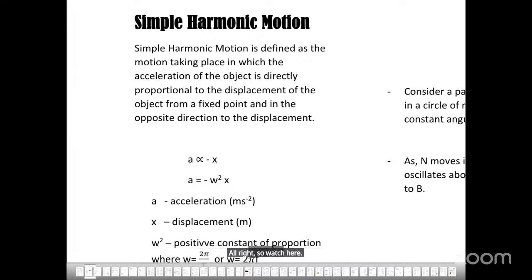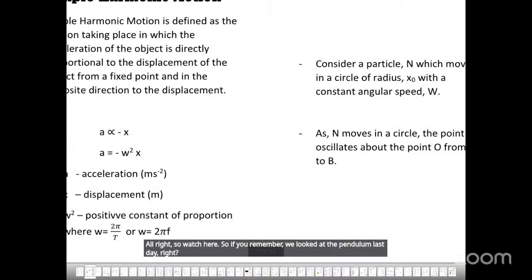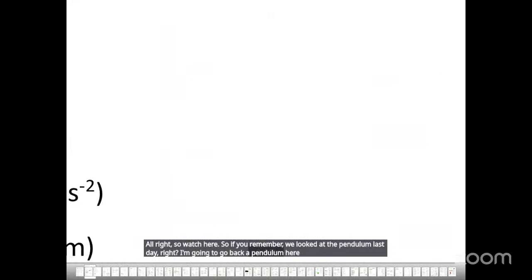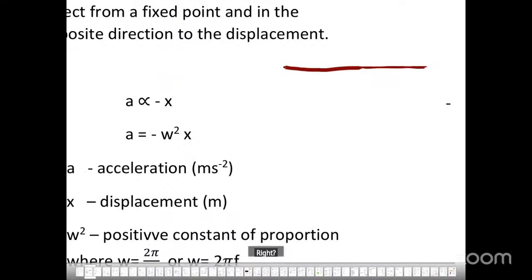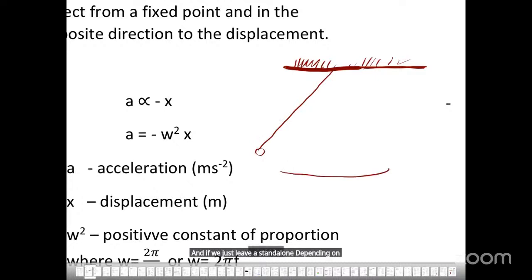So if you remember, we looked at the pendulum last day, right? I'm going to go back to a pendulum here, and I want you to notice a few things about the pendulum. On top here is the wall, and if we displace the pendulum, the pendulum oscillates. The pendulum will oscillate between those two points, A and P.